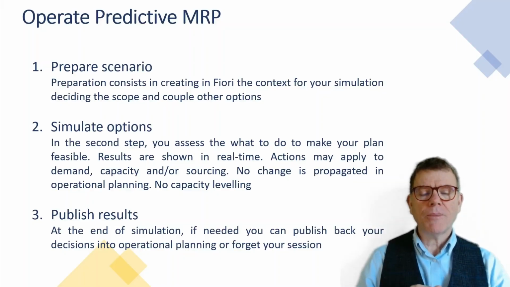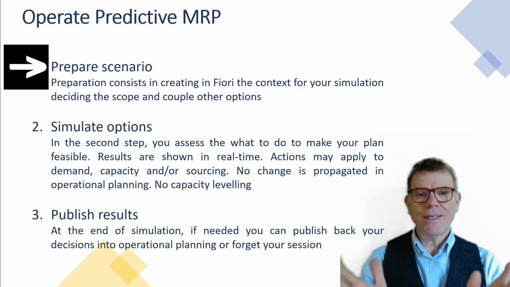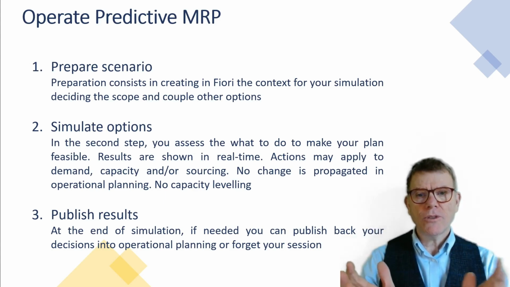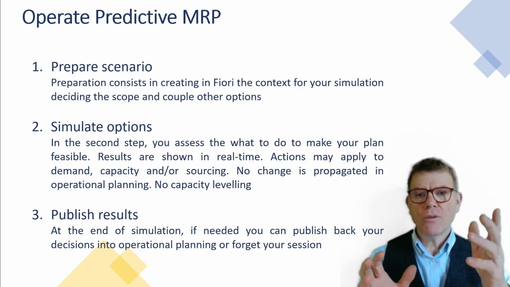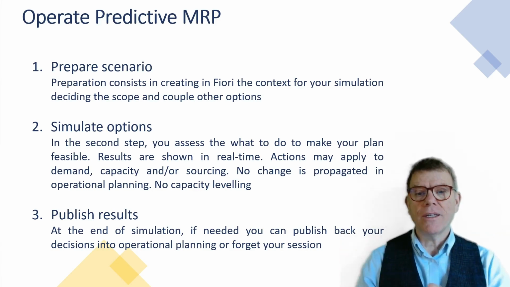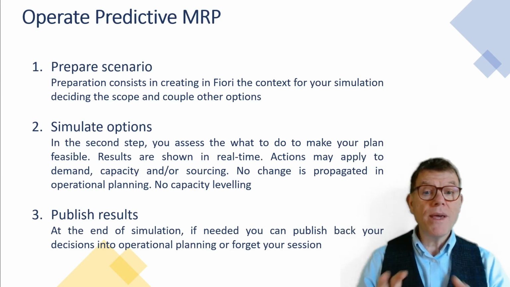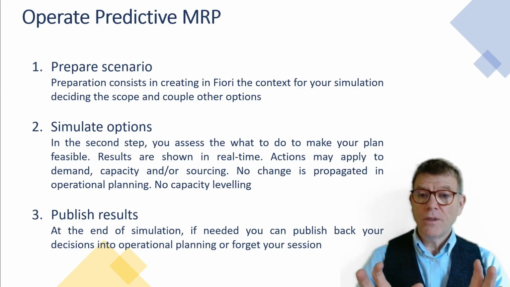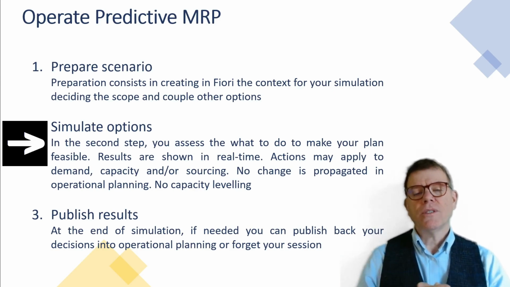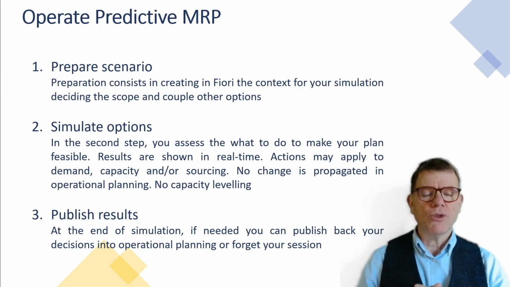Operating predictive MRP is pretty simple: three steps. The first one, you create your technical landscape, meaning that you select the products, resources, production and work centers that you wish to introduce into your simulation, and press the button to generate the technical landscape. You can have one to many simulations at the same time, not necessarily only one. Once you have created that, you go and use the simulation scenario. So that's option two here.